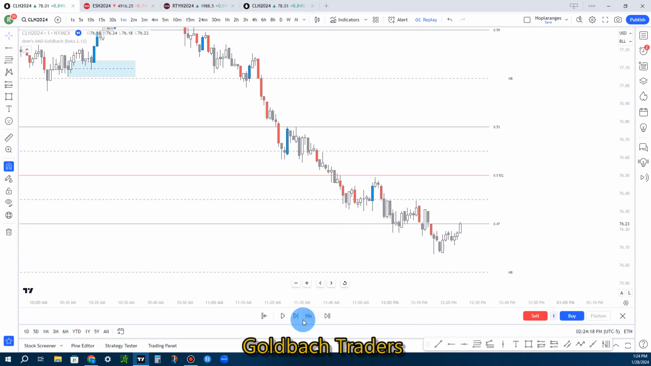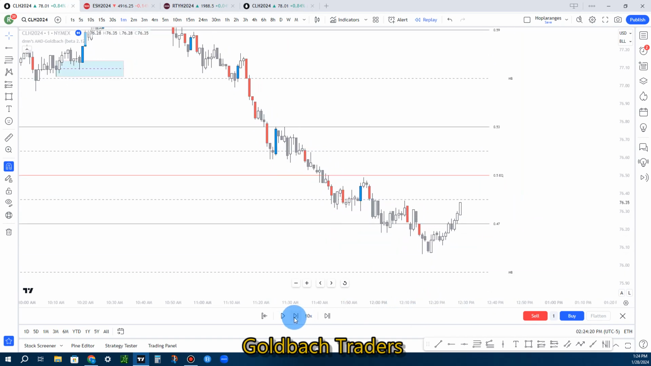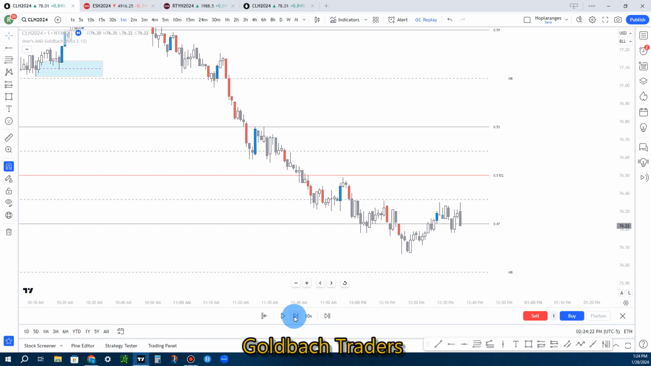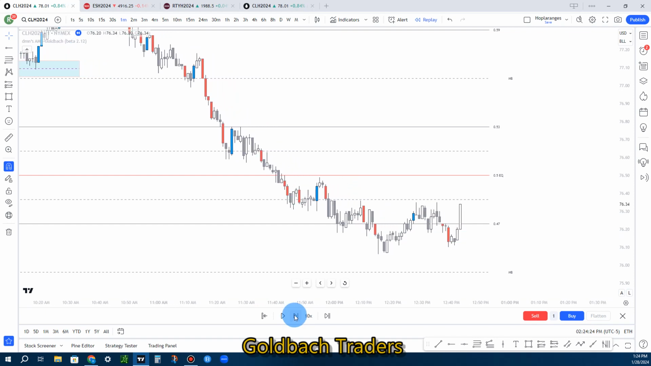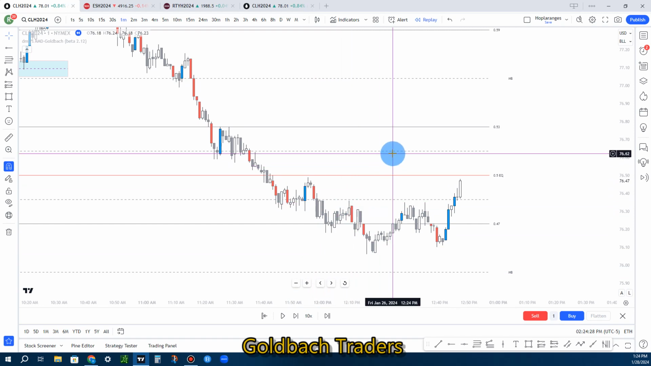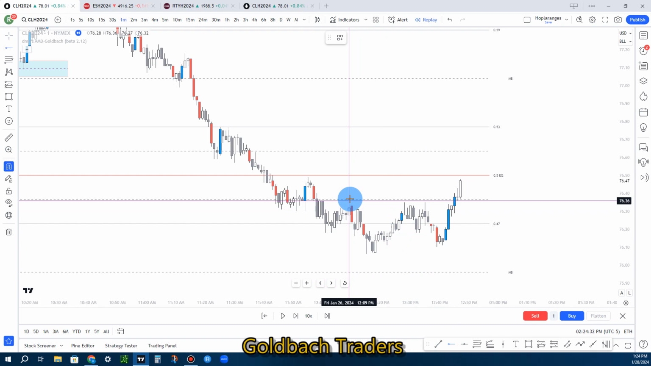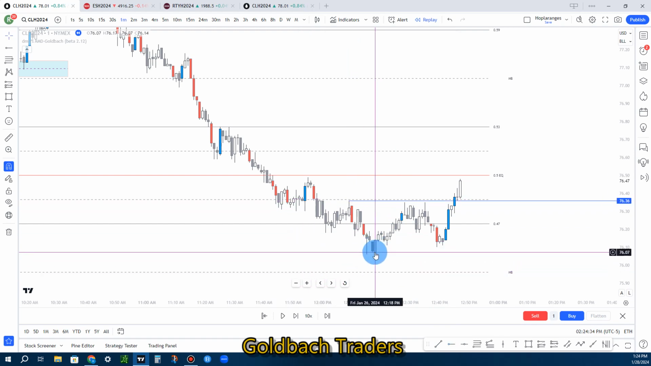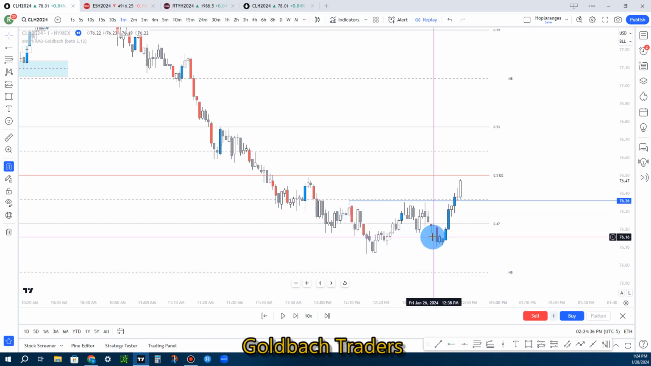Running out of screen space here. And all of a sudden we go, hey. There we go. We just broke market structure right here. See that? This low was created by that high.